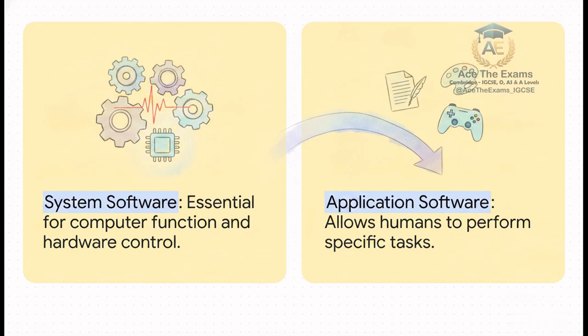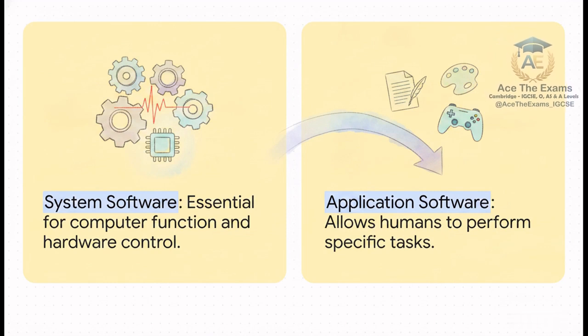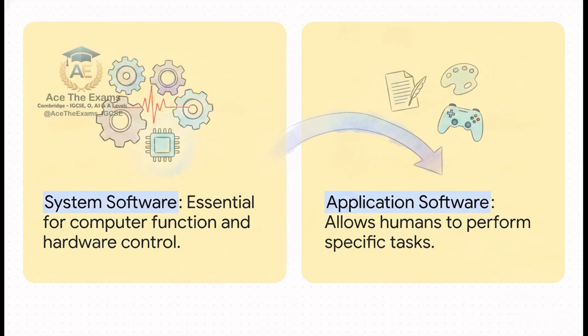Then, on the other hand, you have application software. These are the programs that allow us humans to perform specific tasks, like writing a document, browsing the web, or playing a game. So a computer relies entirely on system software just to exist, while application software handles the stuff we actually want to accomplish. Basically, if you don't have system software, your application software is utterly useless.